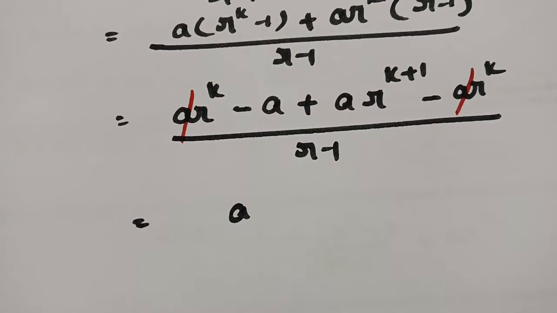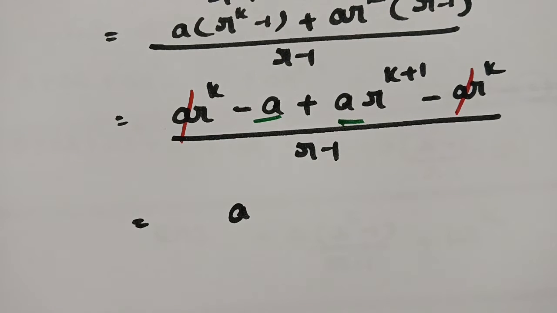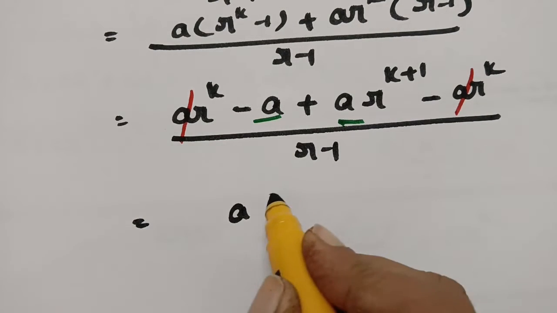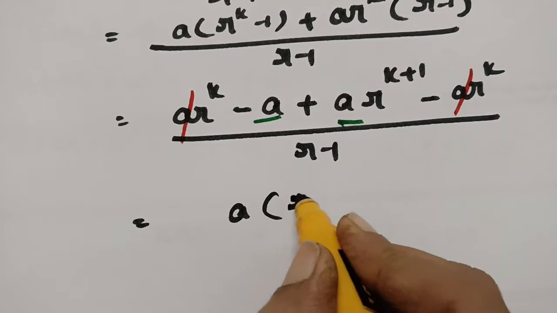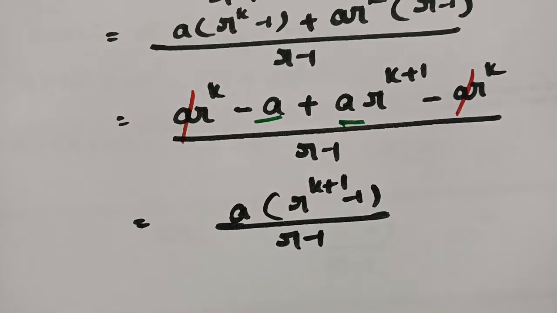So if I take A common from these two, then what happens? So this will be A into r to the power k plus 1 minus 1, by this value r minus 1.